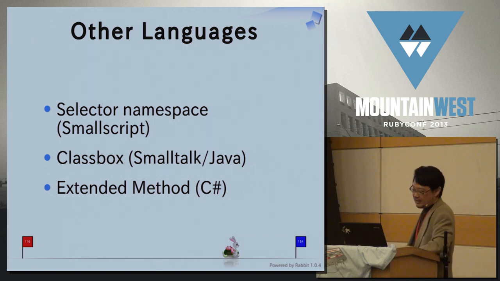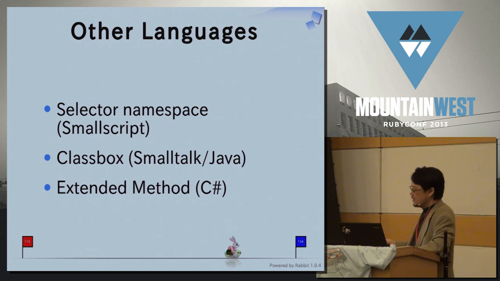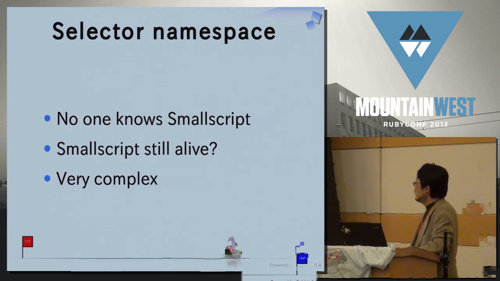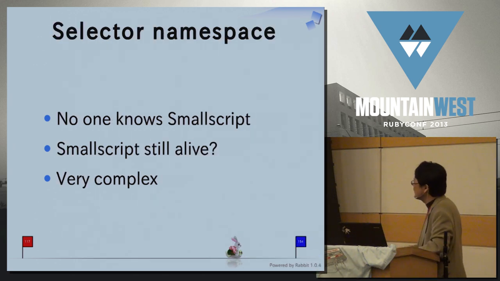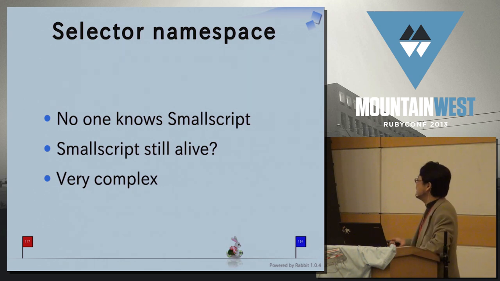There are some other languages, like the language named Small Script, which is a dialect of Smalltalk, which has the feature named selector namespace. And we have the feature named class box for languages like Smalltalk and Java, and you can extend methods for languages like C#. And the selector namespace, almost no one knows Small Script. Do you know that? I'm not sure Smalltalk is still alive. And the feature of Small Script is very complex. So I just gave up adopting the selector namespace in Ruby.